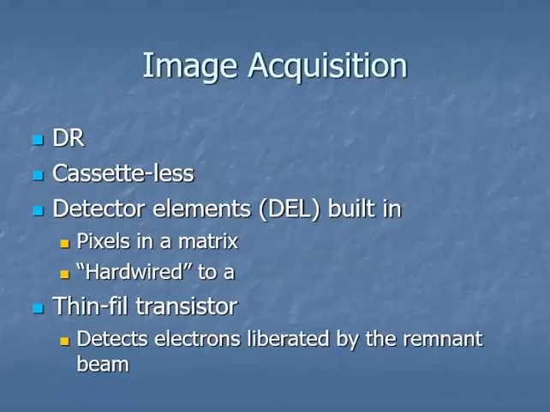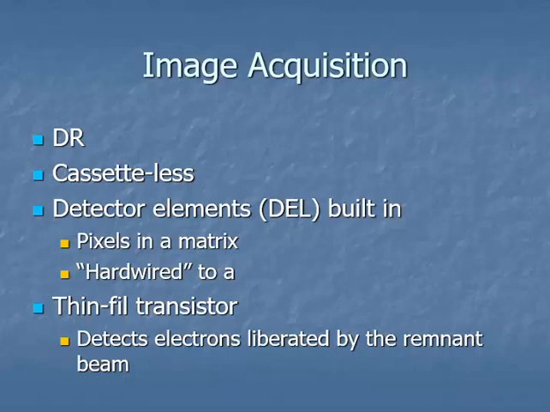DR systems are referred to as cassetteless. And it's not that you don't have a cassette, it's that you don't have a cassette that you have to remove and put into a reader. The cassette is hardwired into the system, or if it can be removed, it's removed for different applications like tabletop exams. So the cassette is still there. There is a cassette, that is your image receptor, but it's totally different than screen films and CR systems.